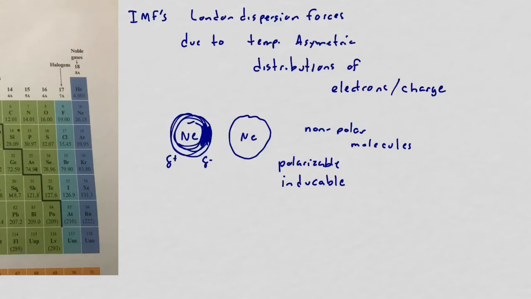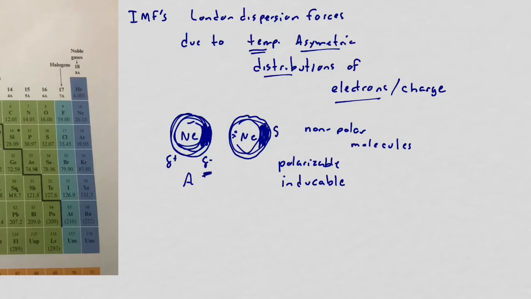So if this side is negative for just a moment, because it's a temporary asymmetric distribution of electrons or charge, then an adjacent molecule can be induced and become polarized. The one doing the inducing will be molecule A. So molecule A has a dipole. It's temporary. Since it's negative on this side, it will push the electrons in the adjacent molecule, which are moving all over the place. Because this is negative here, the electrons will be repelled and end up over here.